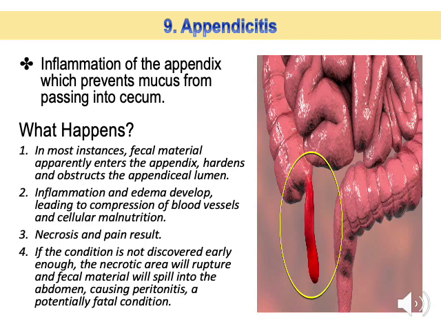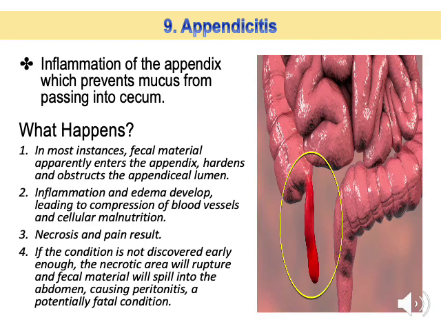Appendicitis is inflammation of the appendix, which prevents mucus from passing into the cecum. It's the most common cause of abdominal surgery in children. The appendix, as a review and shown in the photo, is a blind-end pouch attached to the cecum. It may become inflamed because of an upper respiratory or other body infections.